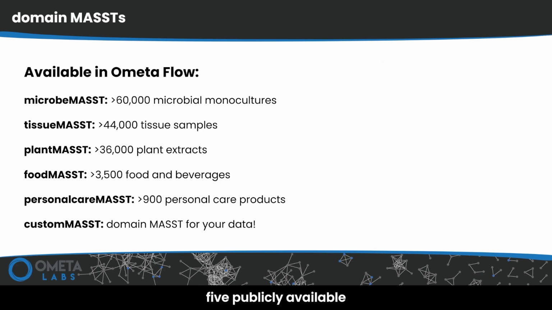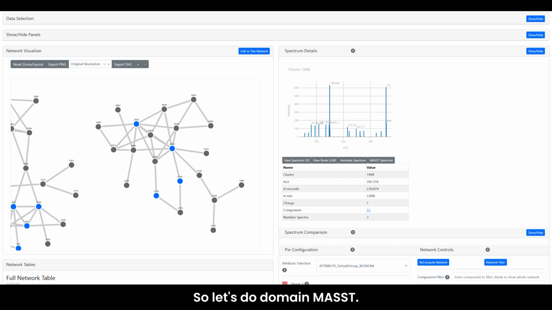Ometa provides 5 publicly available MASST databases containing over 100,000 mass spectrometry samples. We also allow you to create your own custom MASST databases, letting you tailor results to your research questions. So let's do Domain MASST.